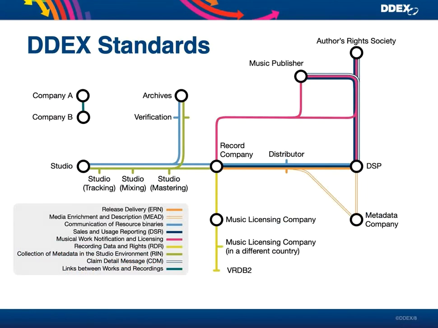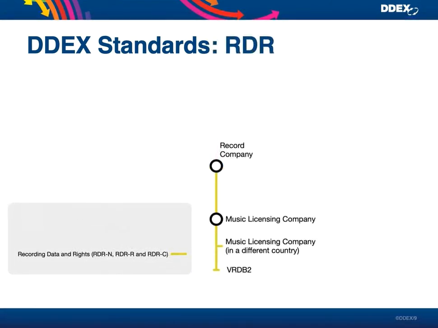As you may know, DDEX has about 8 families of standards, and our hopefully now famous tube map of the standards shows the types of companies who are involved in the exchange of the different messages. The focus today is the RDR standard, which is essentially between what are called music licensing companies, and that is to be distinguished from a mechanical licensing collective, which is obviously a consequence of the MMA in the US.